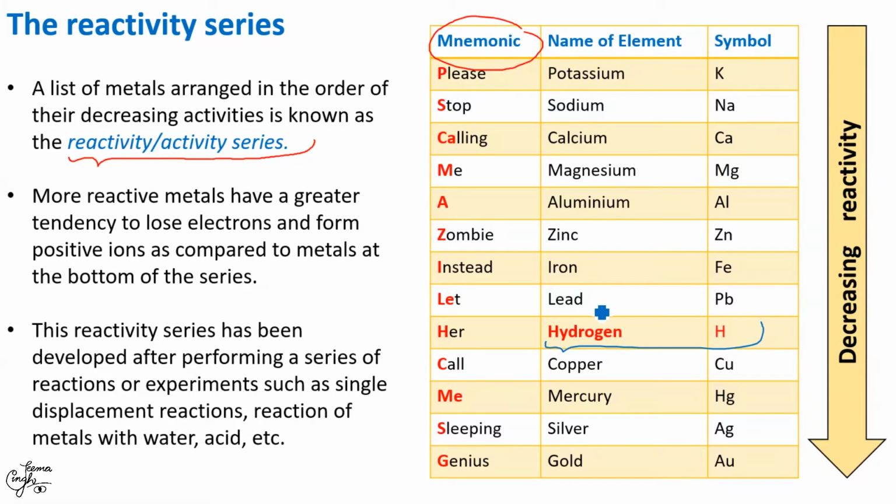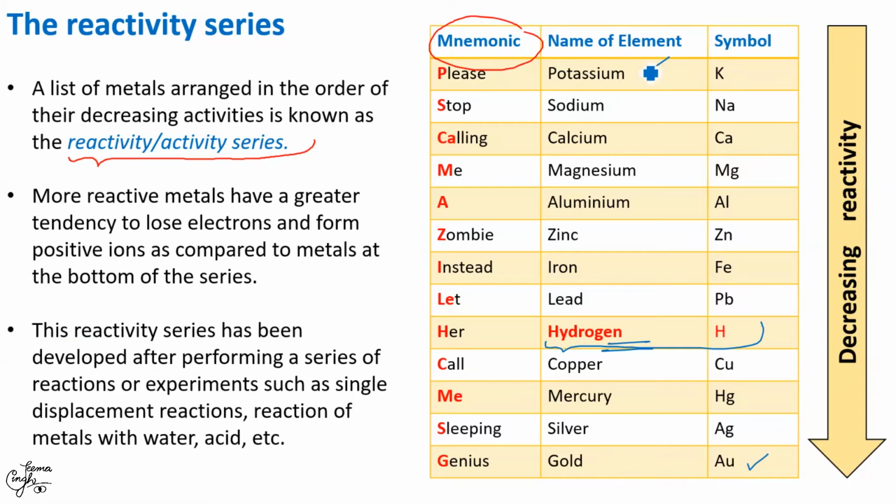We will learn in subsequent videos that the metals which are placed above hydrogen in the series, being more reactive, can displace hydrogen from acids such as hydrochloric acid and sulfuric acid. Thus, hydrogen acts as a basis of comparison. Now, as you can see in this reactivity series, the most reactive element is placed at the top and the least reactive element at the bottom.